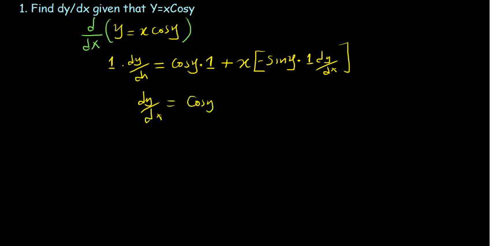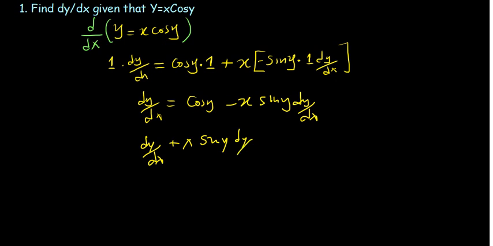And we are going to distribute. Now we've got x times negative sin, that will be negative x sin y. And then we have got dy over dx. I'm going to take this term to the other side because it also contains dy over dx. So that will be dy over dx plus x sin y dy over dx, and that is going to be equal to cos y. So at this point now I'm going to factorize out dy over dx.